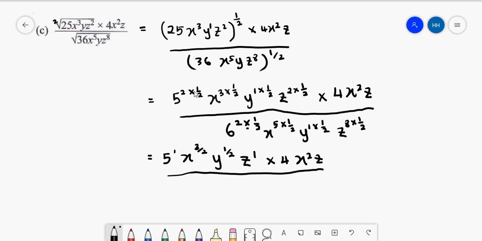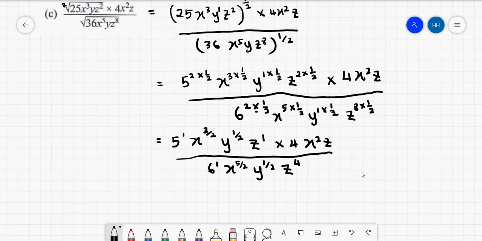Okay, this is 6 to the power of 2 times 1 over 2, so it is 6 power 1. And then x to the power of 5 times 1 over 2 is 5 over 2. And then you have y to the power of 1 over 2. And then z to the power of 8 times 1 over 2 is 4. Okay.